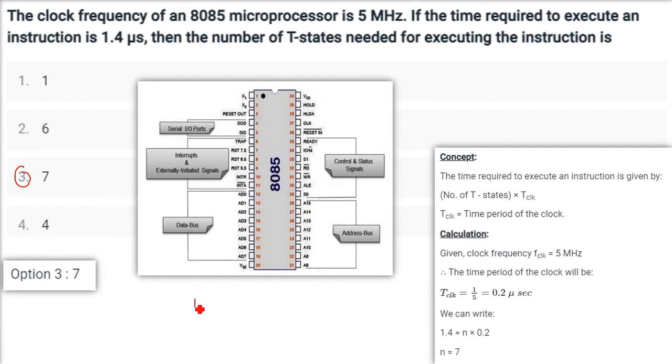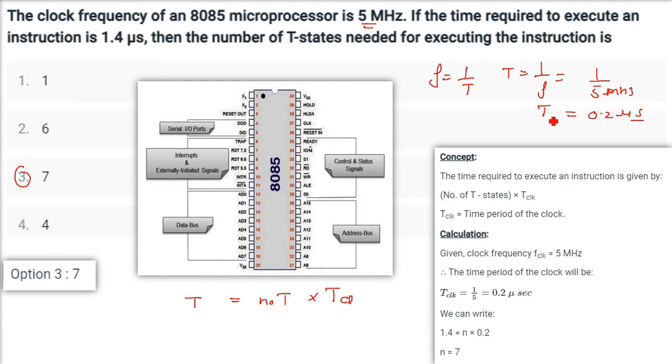The time required to execute an instruction is given by the number of T states or T cycles multiplied by the time period of the clock, T clock. So the clock frequency is already given. Clock is 5 MHz. Frequency is 1 by time. So in order to find the time, you just take the inverse, 1 by 5 MHz, which comes to 0.2 microsecond. Right? So time and frequency are inversely related.